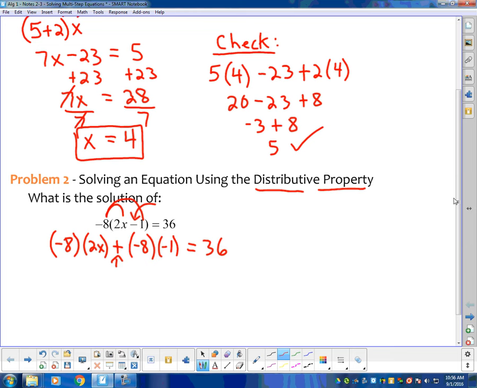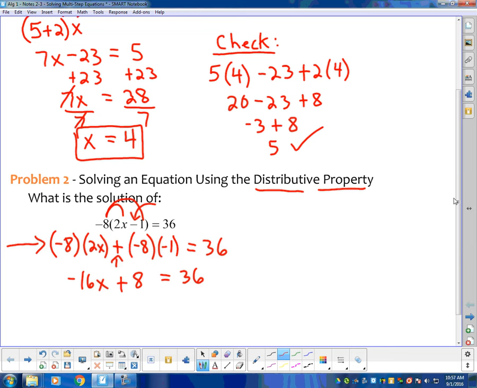That's what's going on there. So now we're going to do the multiplication. Most students will do this multiplication in their head and not write down this step. So you might jump from the original problem to negative 16x. Negative 8 times negative 1 is positive 8 equals 36.